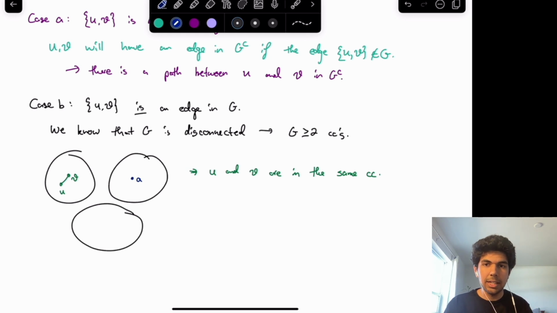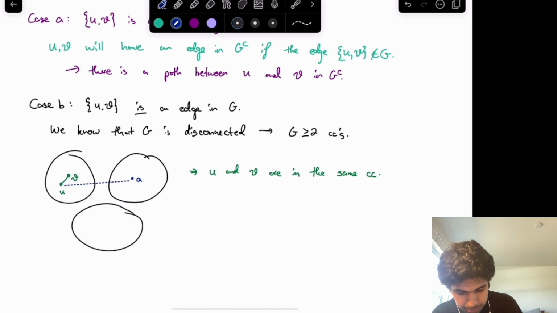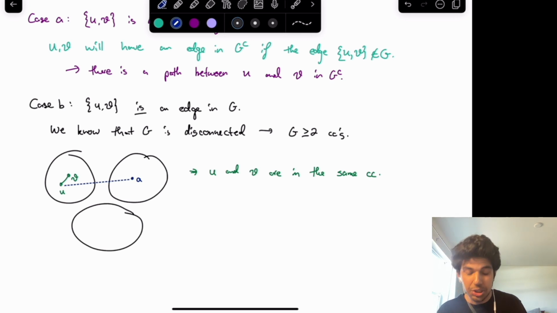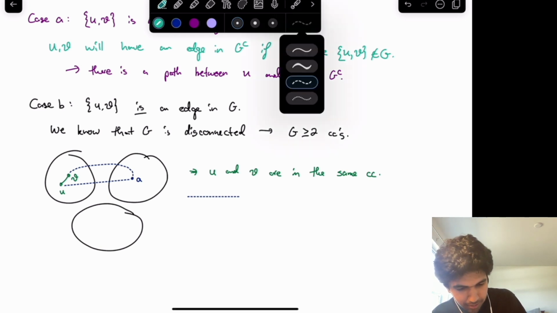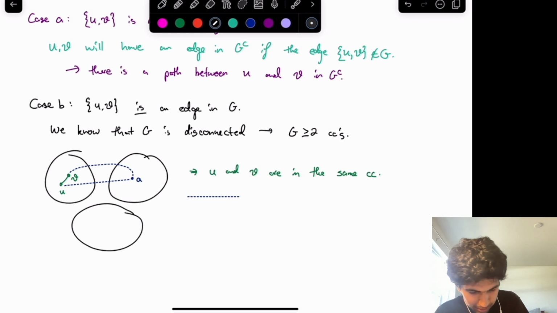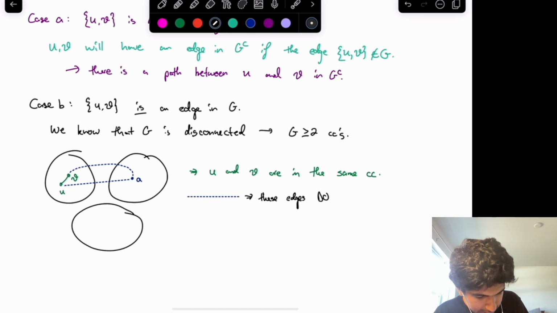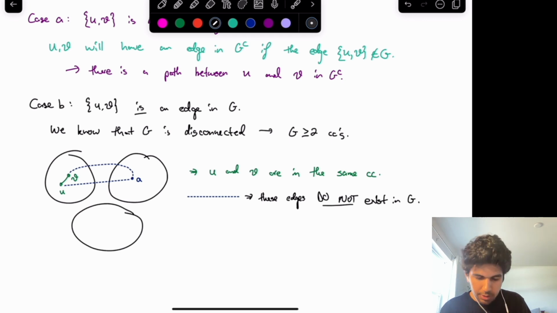Well, since they're in separate connected components, U cannot be connected to A, V cannot be connected to A. So if I were to look at the relationship between U and A, that dotted edge that I just drew does not exist. And similarly, V to A doesn't exist. So these edges, I'm really bad with this software, but whatever, these edges do not exist in G, right? These different connected components.